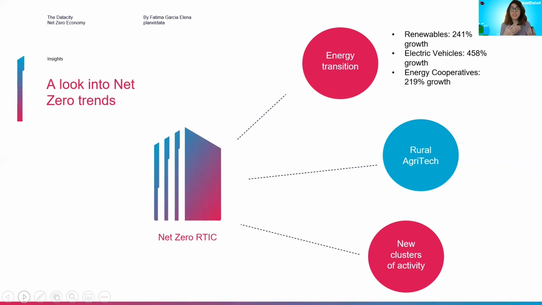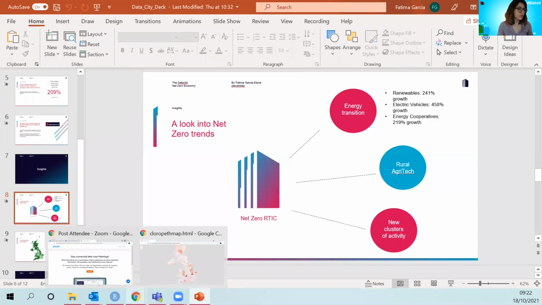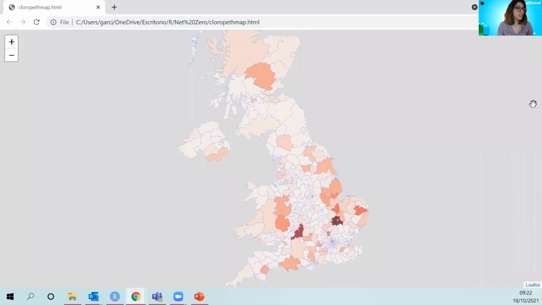We can see, for example, that agri-tech is an emerging sector that is mostly rural, in contrast to other emerging economies that are mostly based in urban areas. We have prepared a little map for you to show you this situation. Here we go. So this is a map that represents the local authorities in the UK and the number of agri-tech companies located within each of them.